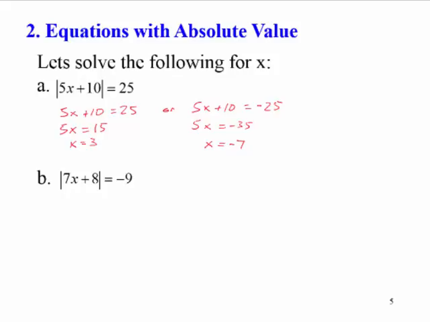Now this one, the absolute value of this is equal to minus 9, can never happen. The absolute value of something is always positive, so no solution.